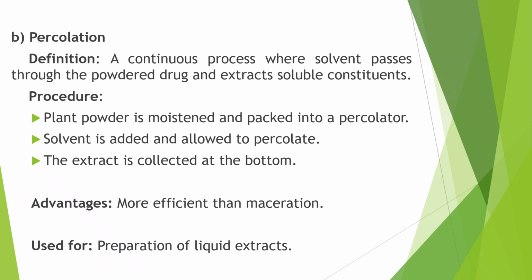What is percolation? A continuous process where solvent passes through the powder drug and extracts the different constituents by using specific solvents. As far as the procedure for the percolation process is concerned, plant powder is moistened and packed into a percolator. Then in the next step, solvent is added and allowed to percolate. And lastly, the extract is collected at the bottom.